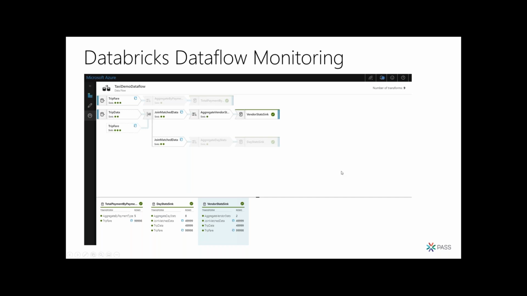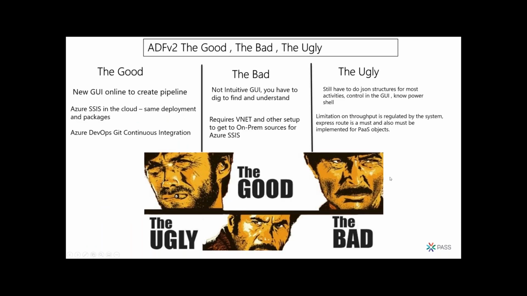What I like to point out at the end of my slide deck is the good, the bad, and the ugly. This really hasn't changed since I started talking about Data Factory. The good: there's a new graphical user interface to create pipelines, which is awesome. That's what we needed. Version 1 didn't have a whole interface for it. Azure SSIS in the cloud, same deployment of packages. Azure DevOps Git continuous integration. That's a focus. You need to understand that you now have this ability at an enterprise level to deploy all your solutions, your data factories, to dev, QA, and prod with very minimal work.